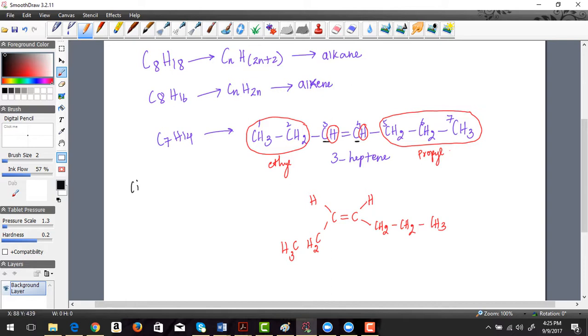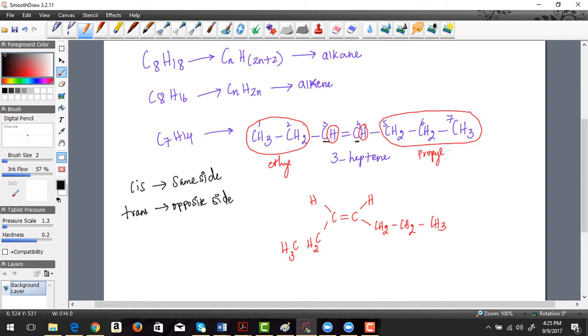Cis means on the same side, trans means on the opposite side. What is on the same side? That's what we're going to look at. Now we have to assign the 4 groups attached to this carbon-carbon double bond various letters. Typically A, B, C, D would work.